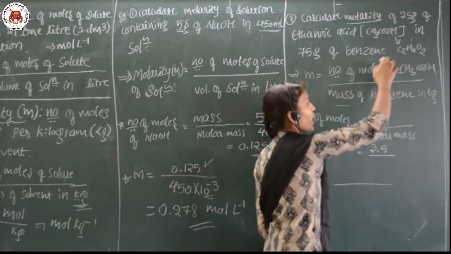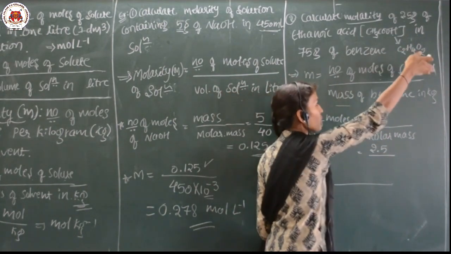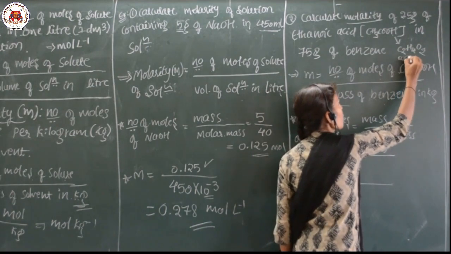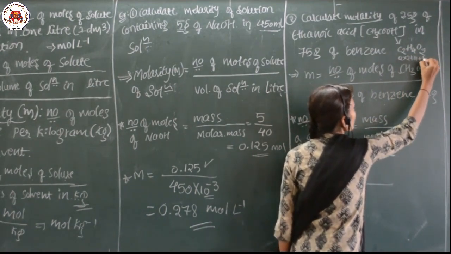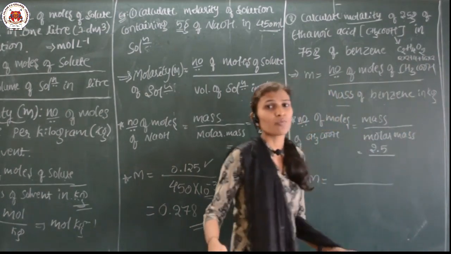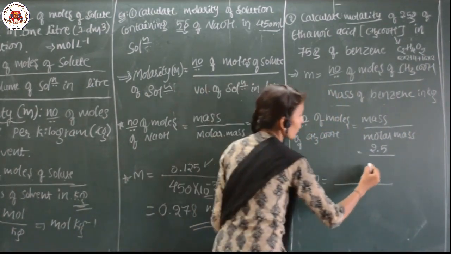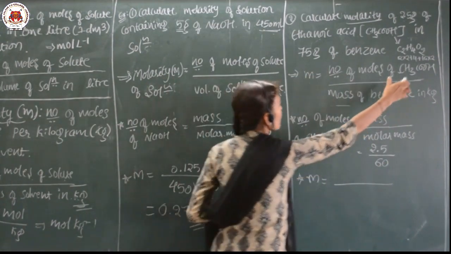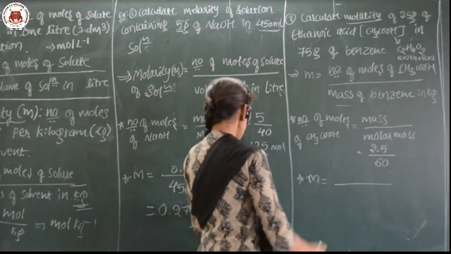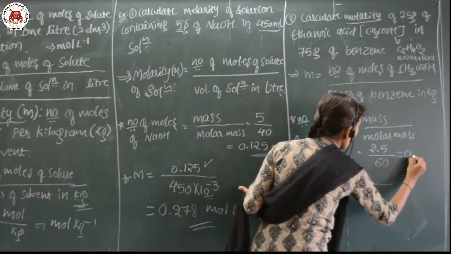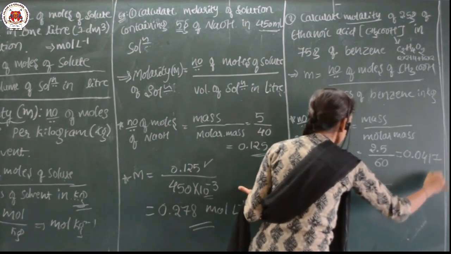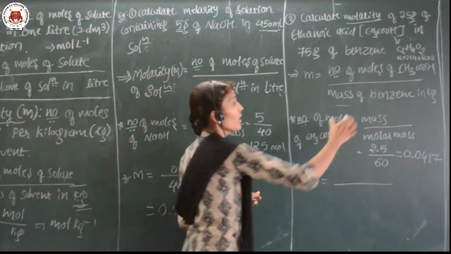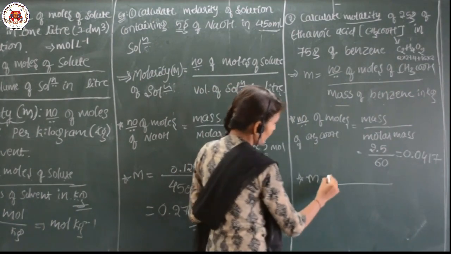As you know, the atomic mass of carbon is 12, hydrogen is 1, and oxygen is 16. Including the number of atoms, 12 into 2 plus 4 plus 16 into 2. If you add all these values, you are going to get the molar mass as 60. So look at that, if you go on calculating, it will be 2.5 divided by 60. The answer will be 0.0417. So now we got the number of moles of the ethanoic acid.